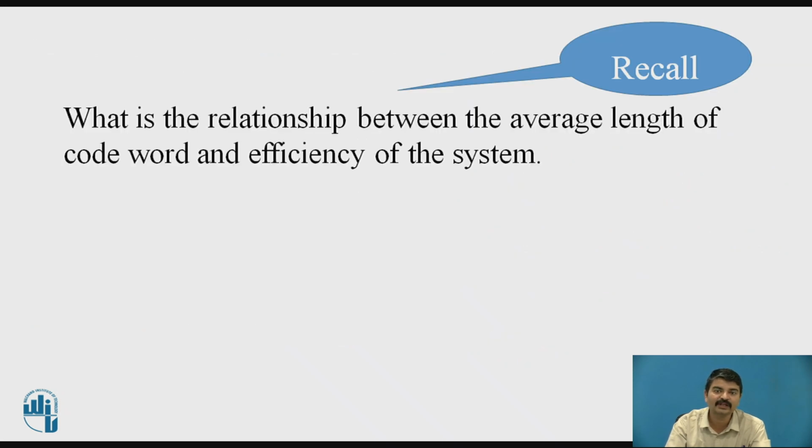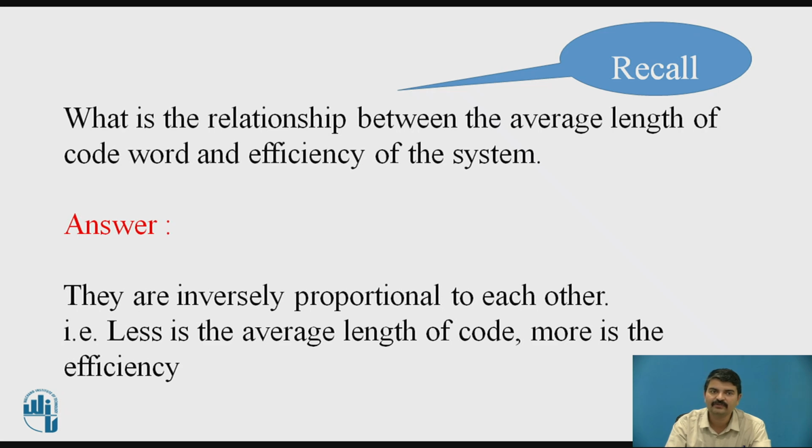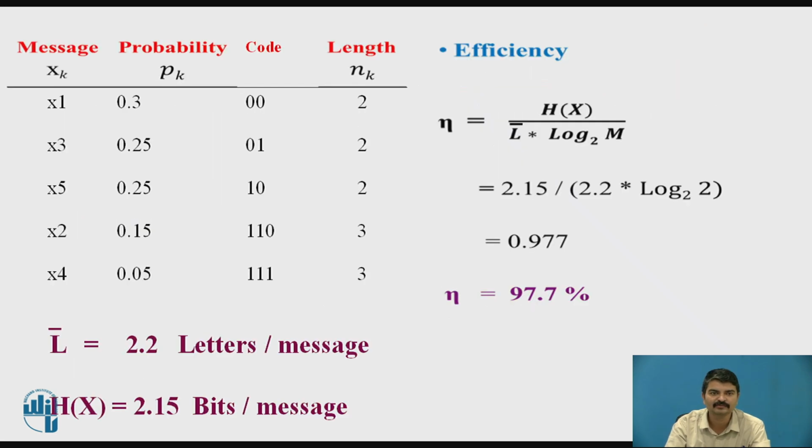Now recall the relationship between the average code length and its efficiency. Whenever we recall that, we should know that they are inversely proportional to each other. Means if the average length is less, then the efficiency is more. Remember, only if the average length of the code is less will you get more and more efficiency. Now see here, after this formula, you will get the efficiency of 97.7%.